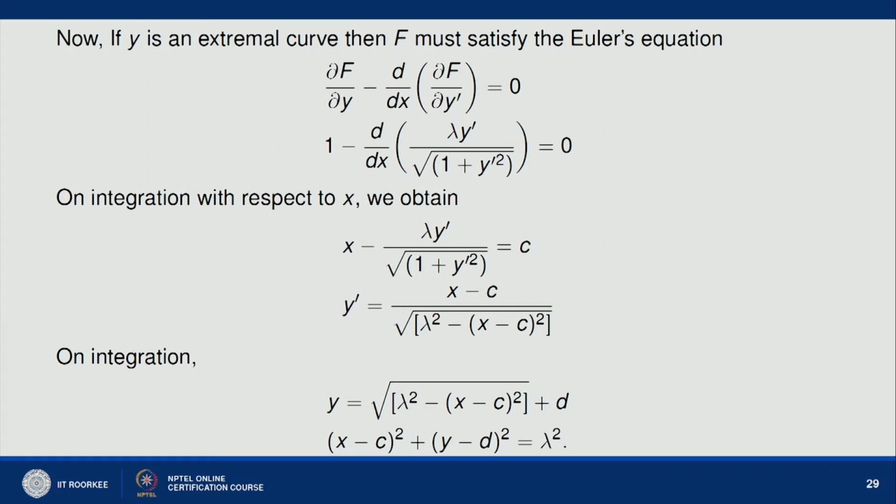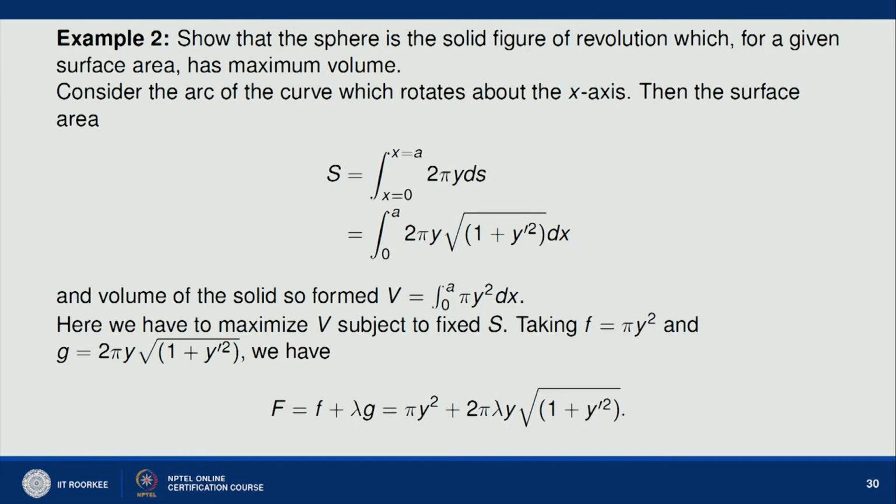boundary condition. So now moving on to the second example, here we want to show that the sphere is a solid figure of revolution which for a given surface area has maximum volume. So it means that we have a problem where we need to find an extremal curve which keeps this functional, the surface area, from x equal to 0 to x equal to a, 2 pi y ds, as a constant value, but maximizes the volume, that is V equal to integral from 0 to a of pi y square dx. Let me write it here.